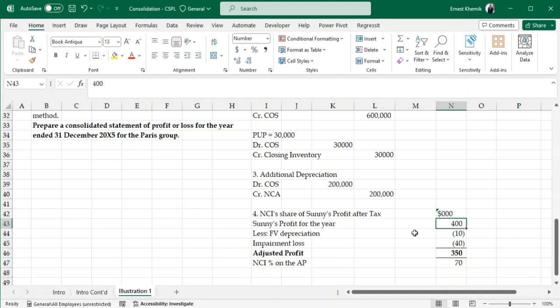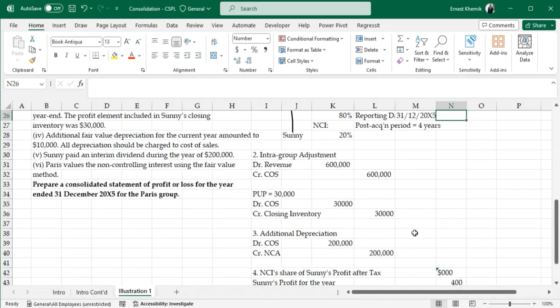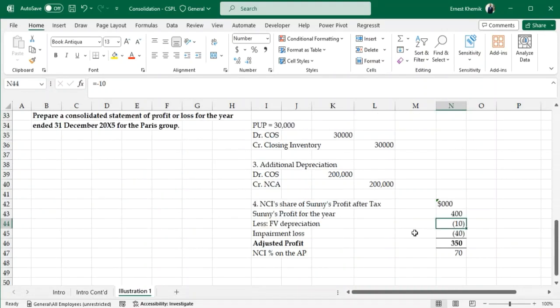All right, now let's go to the fair value. Additional fair value depreciation for the current year amounted to 10,000. Nothing has been said about the fair value, so we are assuming that it has affected both the NCI's profit as well as the group profit. So we are going to treat this same fair value depreciation inside the consolidated financial statements. That's the purpose for doing this.